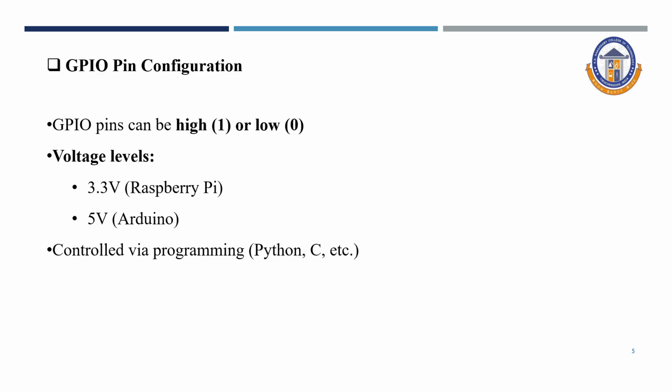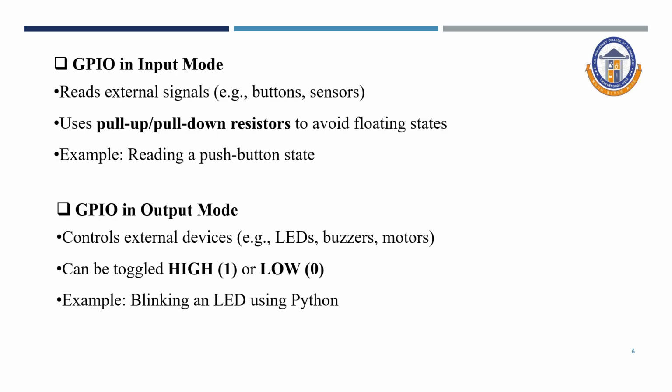These port pins are configured or controlled by writing some code, usually Python and C or embedded C programs. With the help of the program, we can easily configure the particular port pin, that is, a general purpose input output pin may be configured as an input or output.